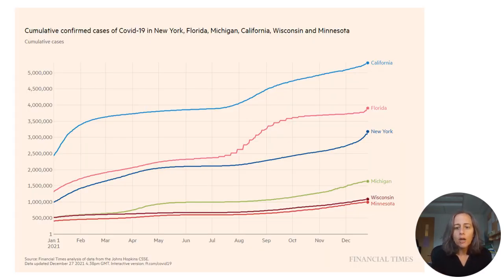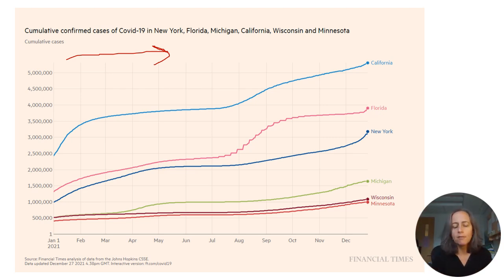So this is a chart of cumulative confirmed cases of COVID-19 in the year 2021 for a number of different states. So what we're looking at, right? As time marches on the x-axis, what we're seeing is that the number of people who have ever been diagnosed with COVID goes up, right? As more and more people get infected, they just get added to the list of ever infected. That's what cumulative means, right?